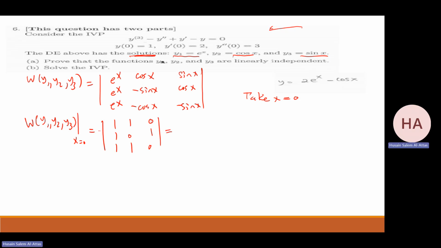So the last column will be an easy one to deal with. I'll deal with this column. So I have plus, minus, plus. This is minus, so I have minus 1. Cancel this with this. I'm getting what?